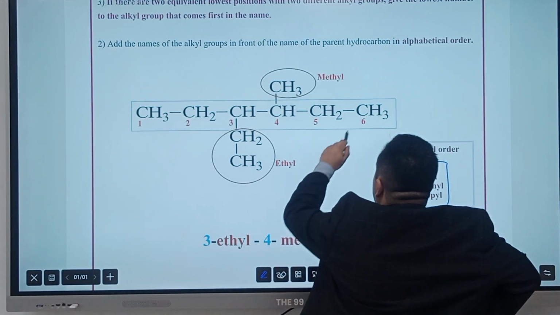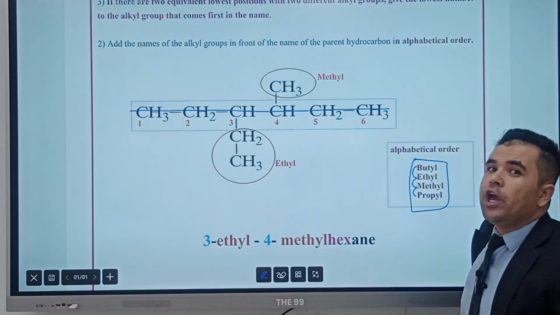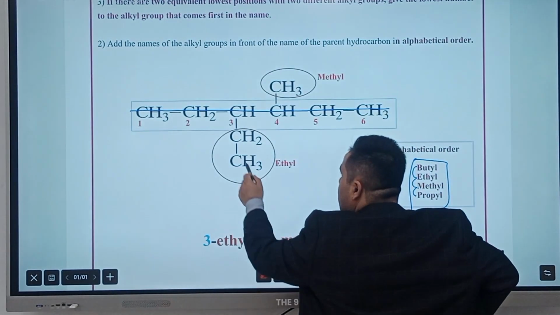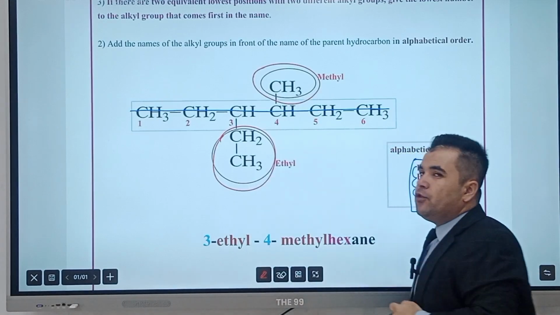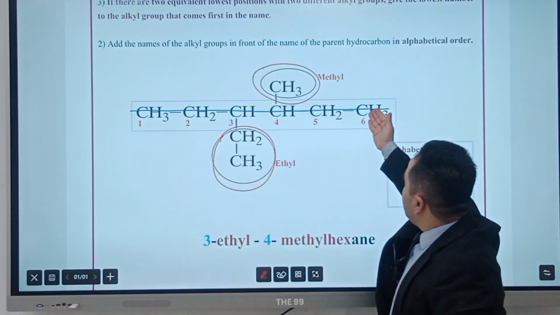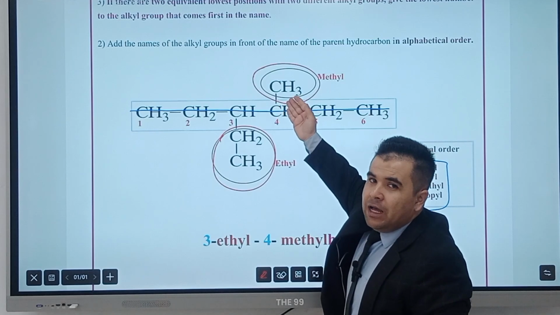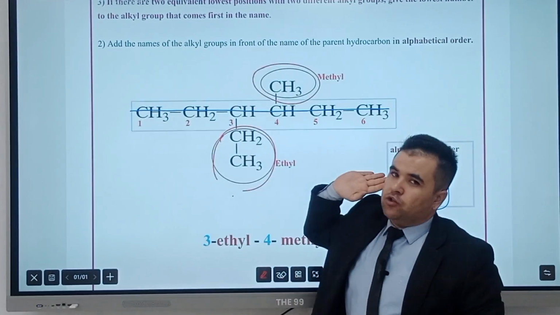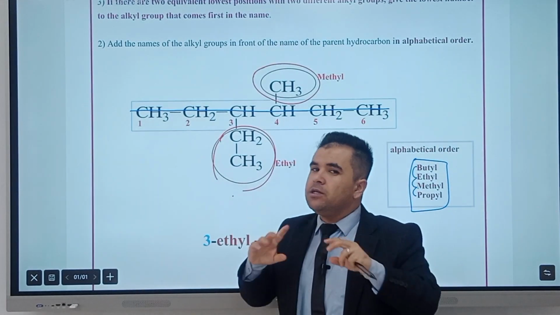Have a look at this, guys. This is the longest continuous chain. This is the parent. And then how many alkyl groups or branches do we have? 2 branches. From this end, 1, 2, 3 is the branch. From that end, 1, 2, 3 is the branch. Okay. The position of the branch from each end is the same.